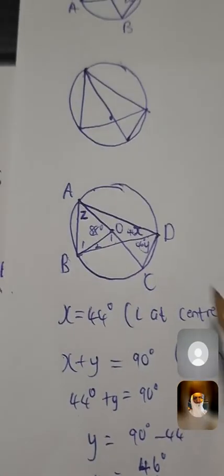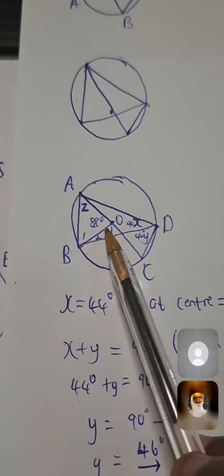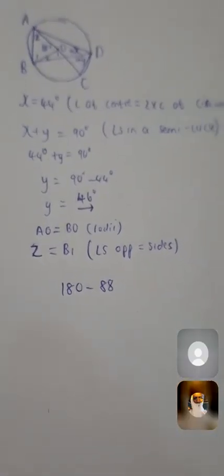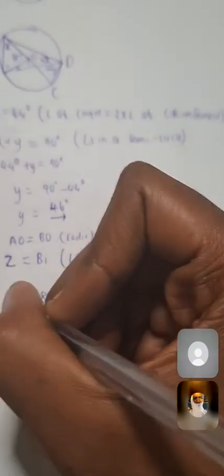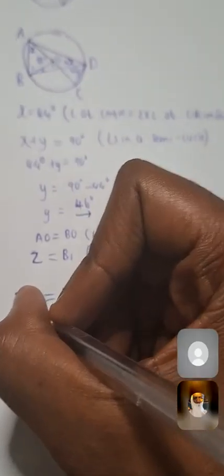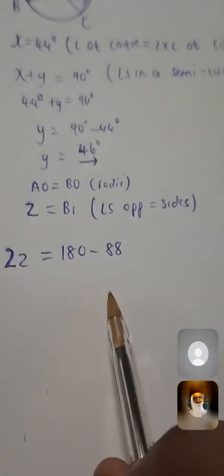Okay, then? And then 180 minus 88 divided by 2. 180 minus 88, you are saying? Divided by 2. Oh, so I'm guessing you are taking that from 2Z. Yes. Okay.